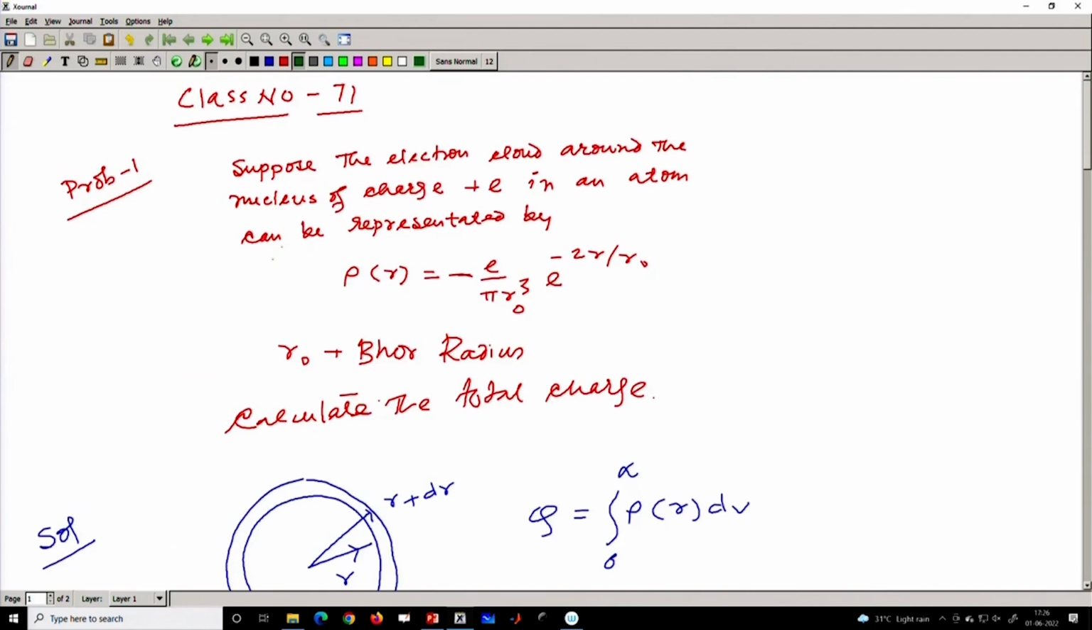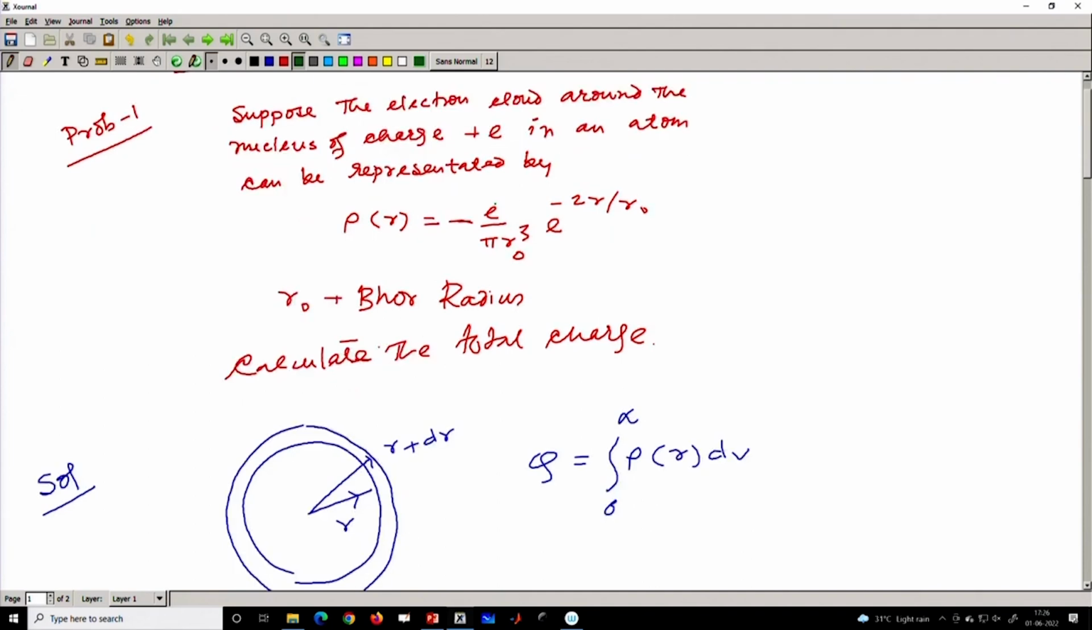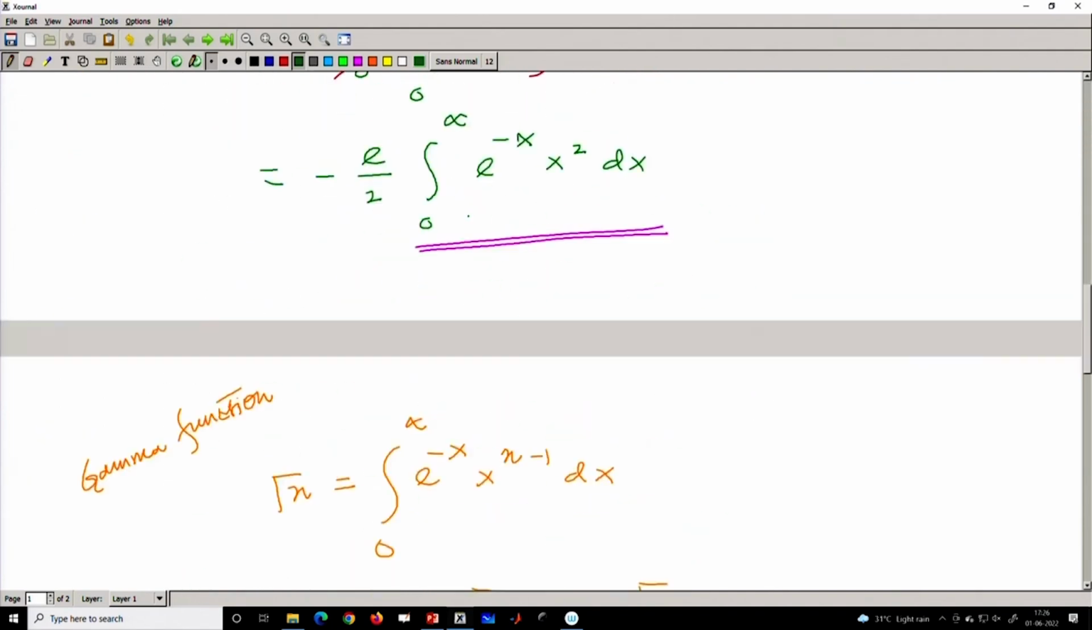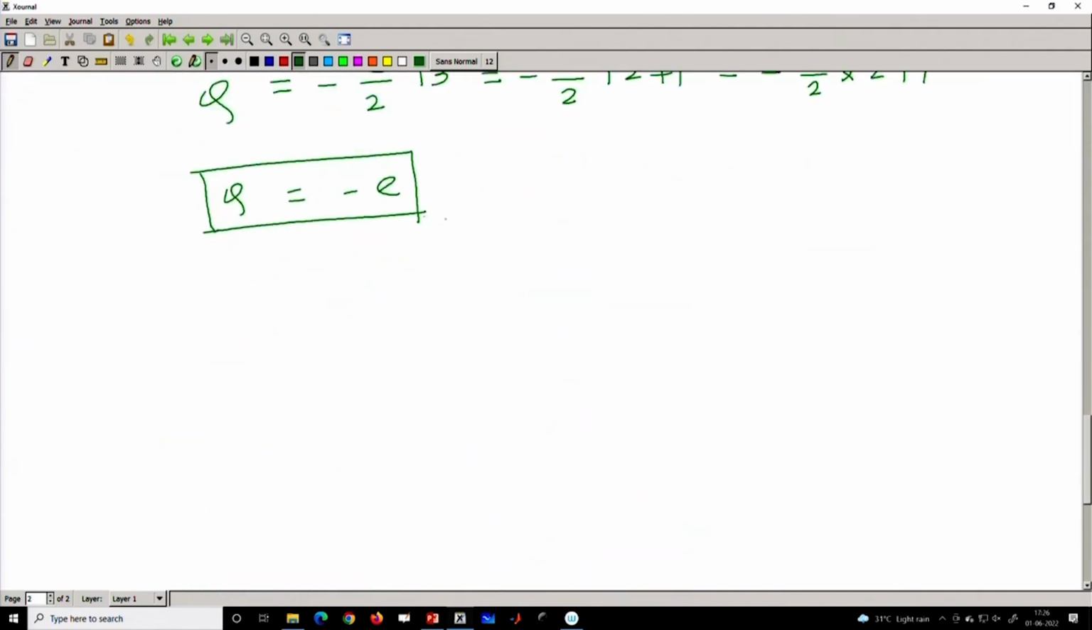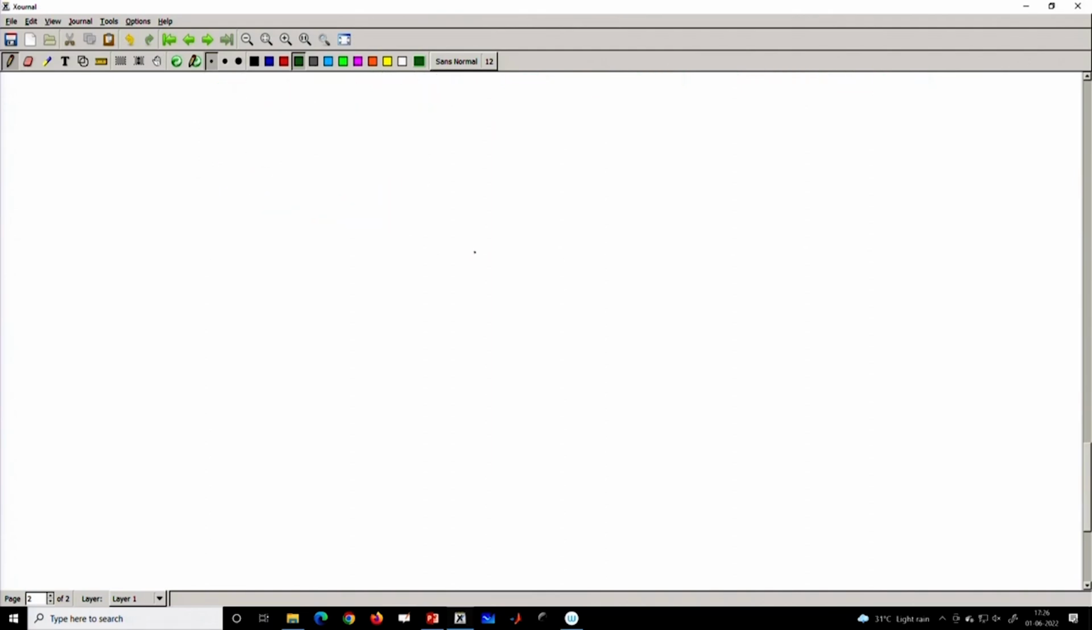says that suppose the electron cloud is around the nucleus of charge plus e. So the charge of the nucleus is given as plus e. So the total charge distribution for the electron cloud has to be minus e to neutralize that atom, and we are having the same result here. So that is my problem 1. So, let us go to problem 2.